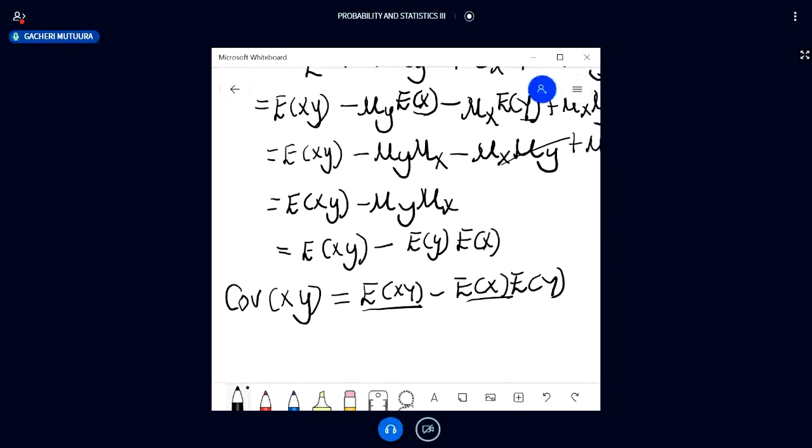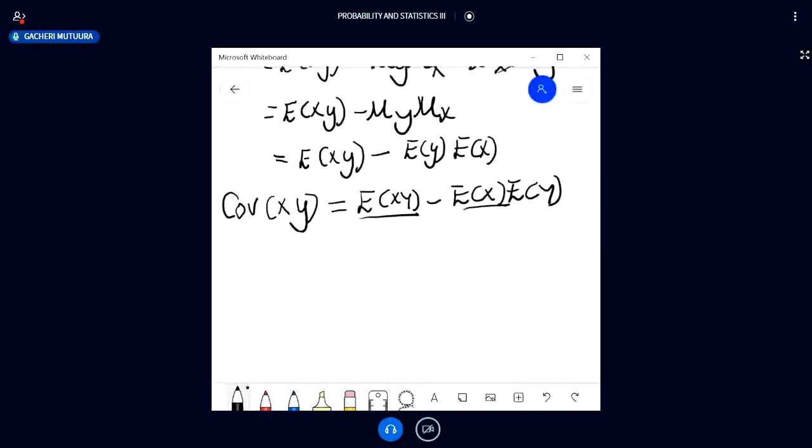So that is covariance. I would like to also define correlation so that we can look at the examples for covariance and correlation simultaneously without having to first look at the covariance, then go back to correlation.